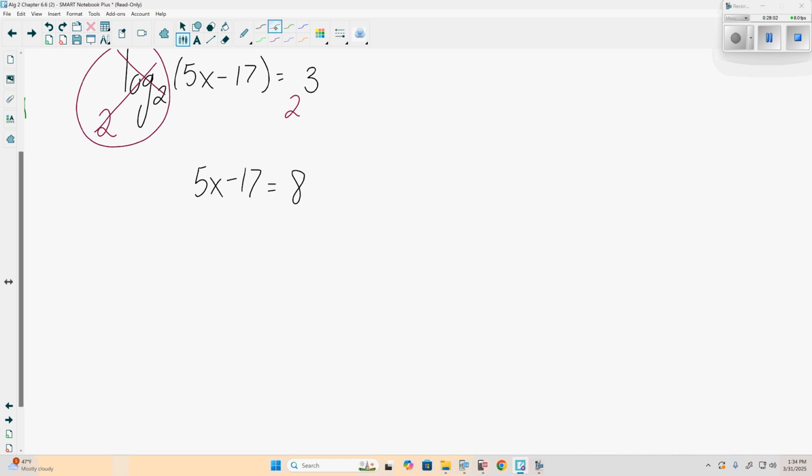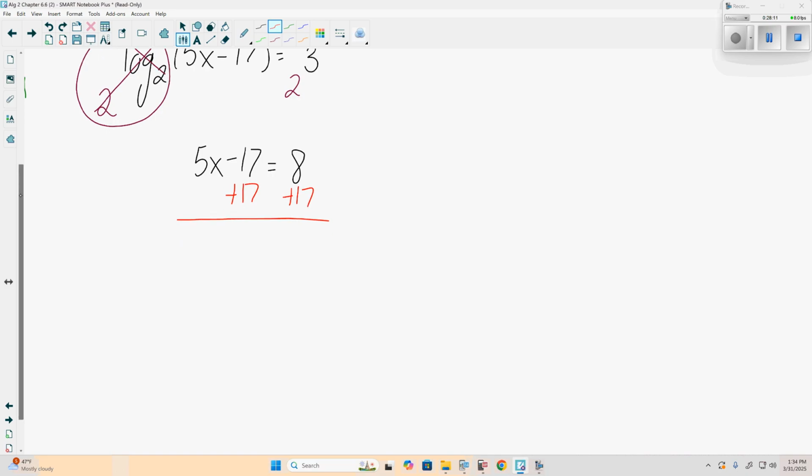Now we just have to solve for x. And for us here, the first thing we can do is add 17 to both sides. Telling us 5x is equal to? Does x end up equal to 5? Yes. Divide by 5.